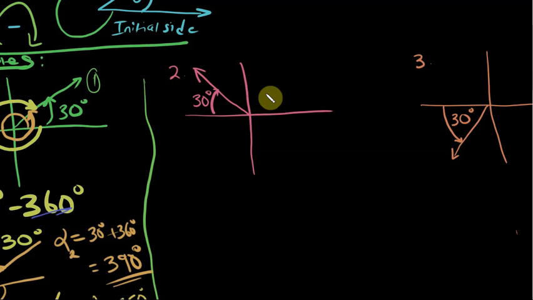The question is, find the coterminal of the given angle. We're doing the second question. What is our given angle? In this case, we have 30 degrees, but that's not our reference angle. That's a supplementary angle.